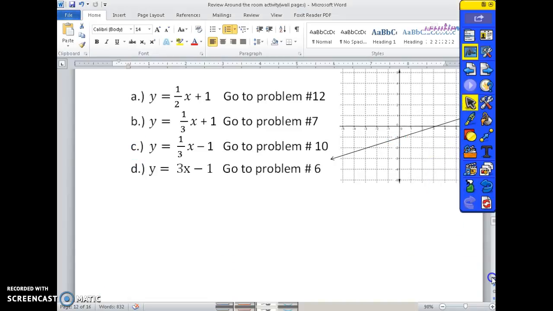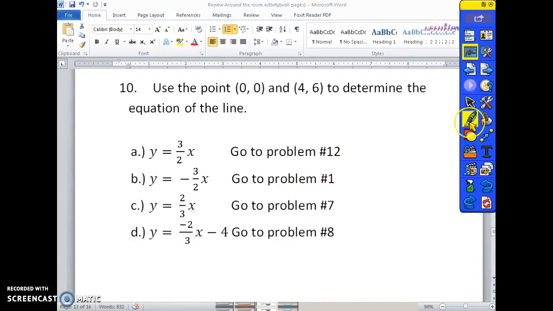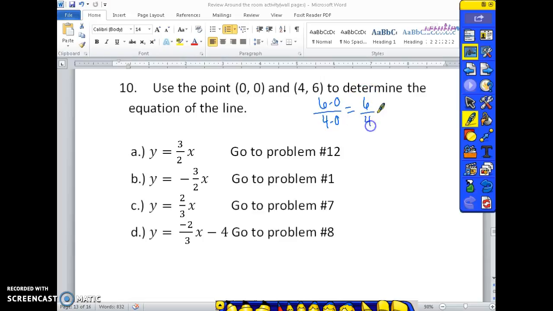For problem number 10, use the points to determine the equation of the line. First thing I do is find my slope. Y minus y over x minus x gives me 6/4, which simplifies to 3/2. This equation passes through the origin, so I don't need to solve for b because one of my points gives me what my y-intercept is. So this equation is 3/2 x, that is A. We're going to problem 12.